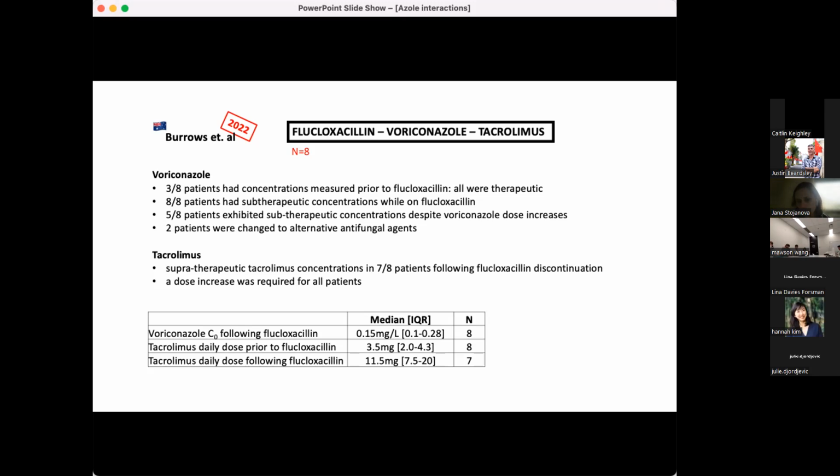With regard to tacrolimus, supratherapeutic tacrolimus concentration was found in 7 of 8 patients following flucloxacillin discontinuation. That's highlighting really the main difficulty in managing this. So we were able to maintain concentration over the course of flucloxacillin treatment, but once it stopped, it was very difficult. Our concentrations for tacrolimus went all over the place, and dose increase was required for all these patients, for the tacrolimus patients, while they were taking flucloxacillin.